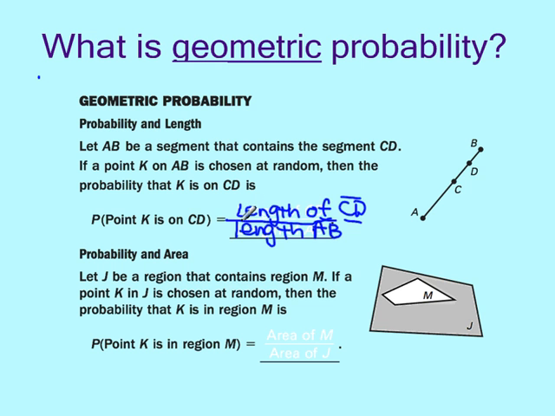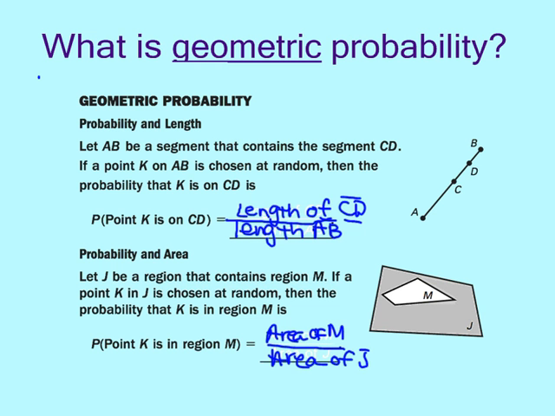If you get these 2 measures, you can calculate the probability of point K, or any point being picked at random, being on this segment CD. Likewise with area, you might have a desired portion. We see this with darts and even with some of the activities we did in class. If we have some region J, which would be our total region, and it has this other region M, then if you were to draw a point at random, or throw a dart, or toss a beanbag, the probability that it would hit this figure M would be calculated by finding the area of M and dividing that by the area of J. That would give you your probability.